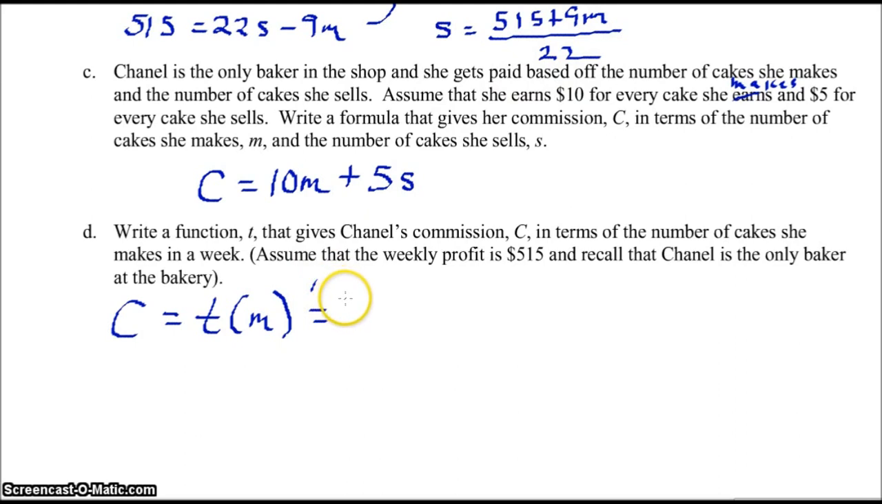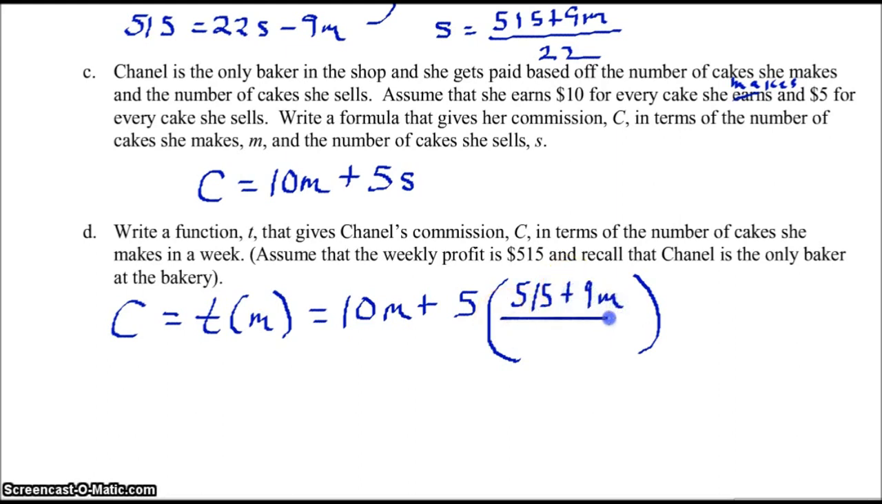Well, we know that the commission is 10M plus 5S, and we know that S is 515 plus 9M over 22. So this function T is simply 10M plus 5, and we just want the function in terms of M, not S. So we just substitute what we have here for S, 515 plus 9M over 22. You could simplify that if you want to get some sort of linear function, but I think that's enough for now.